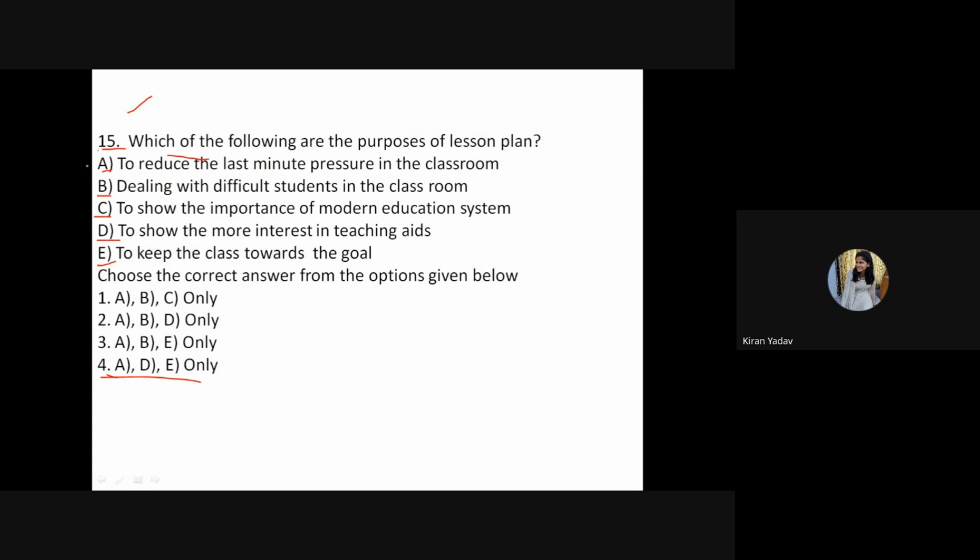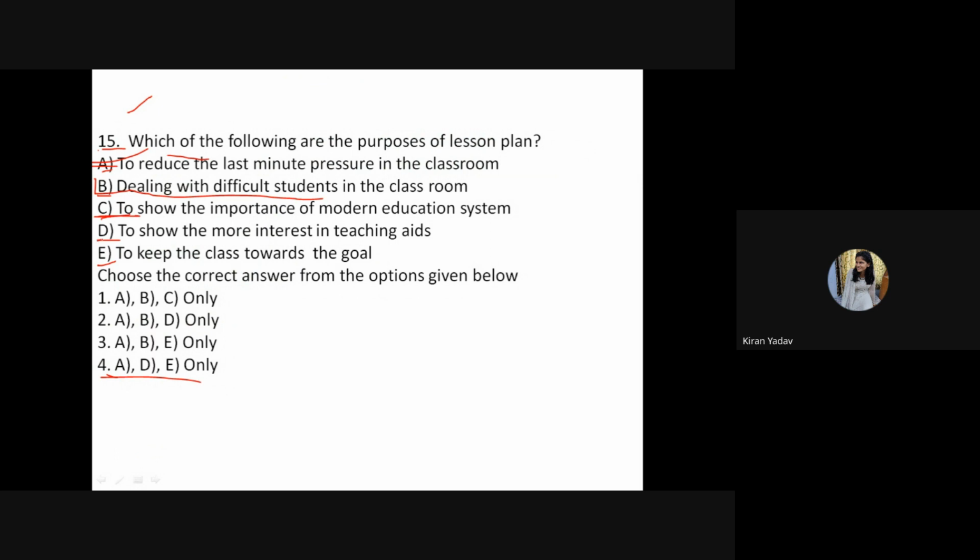And now let's see. A, to reduce the last minute pressure in the classroom. Yes. B, dealing with difficult students in the classroom. So planning the lesson plan has nothing to do with dealing with difficult students. And C, to show the importance of modern education system. This is also not true for lesson planning.